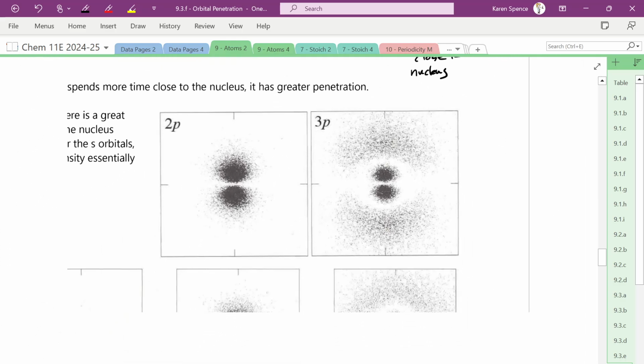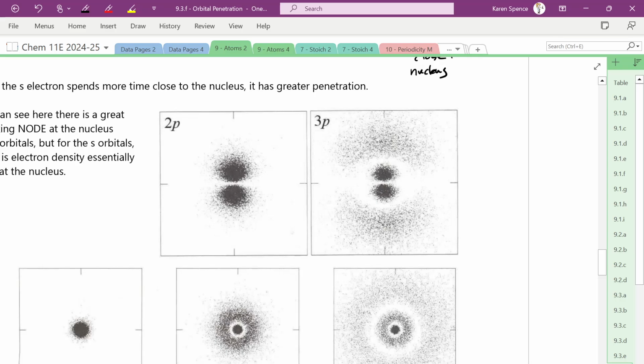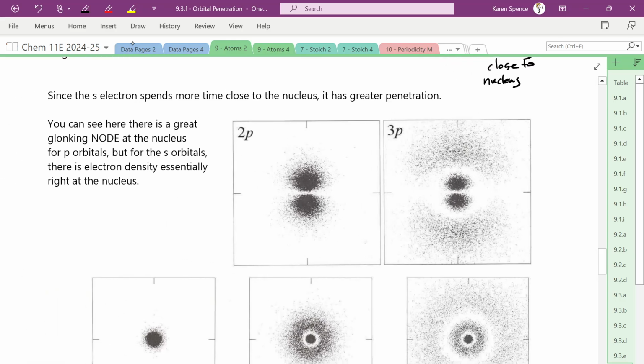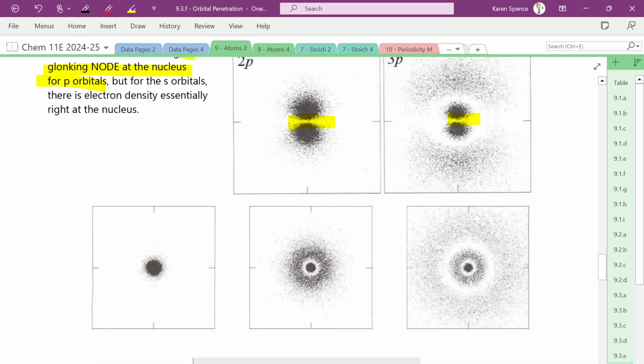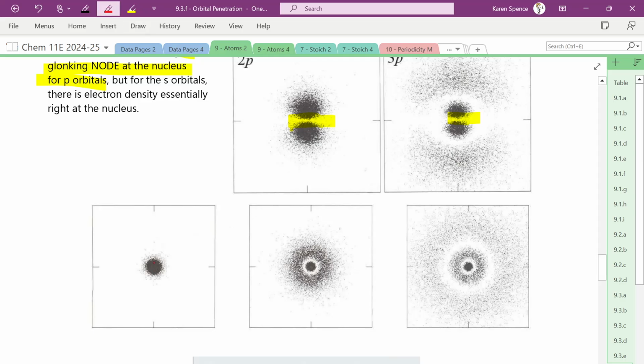Okay? Here's some pictures. Apparently, I like the word glonking. You can see there is a great glonking node at the nucleus for the p orbitals. There it is right there. Okay, there's our node. But you can see there's huge density instead for the s orbitals right at the nucleus.